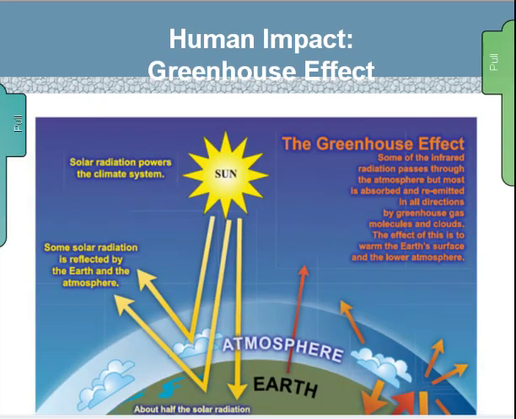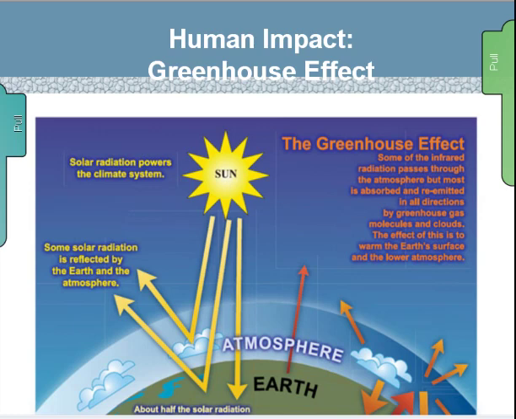One of the biggest things that we hear about as far as human impact these days is something called the greenhouse effect and global warming. And there is a difference between those, and I want to make sure that you understand how they are different. First of all, the greenhouse effect is actually a natural process. It is a good thing to some extent because it allows our temperature on Earth to stay constant. If we did not have the greenhouse effect, it would be too cold and none of us would be able to survive.